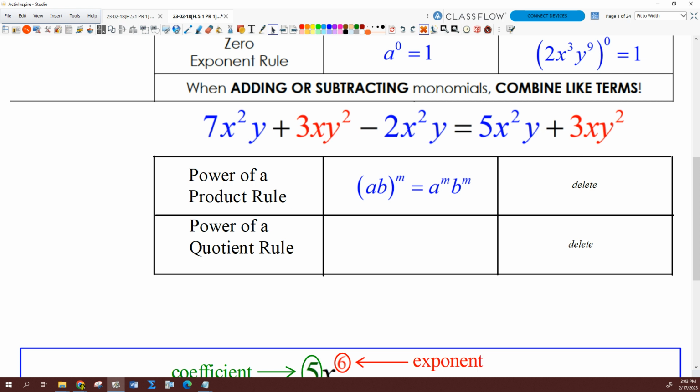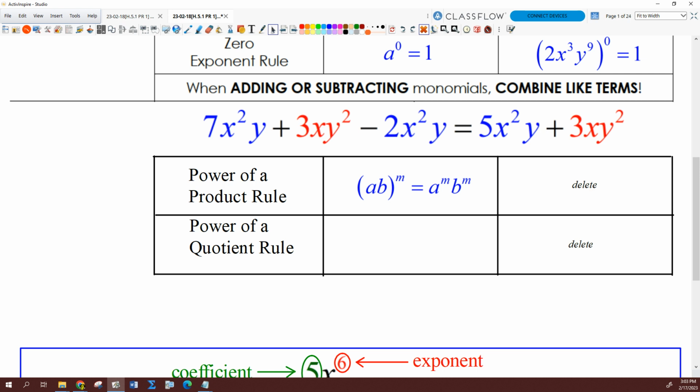Now, when I have stuff like this, remember that the number out in front is a coefficient. All a coefficient does is count the number of that type of term. So this is telling us I have 7 of the terms of the type x squared y. If I subtract 2 of the terms of type x squared y, how many of those do I have? Well, I have 5 of them.